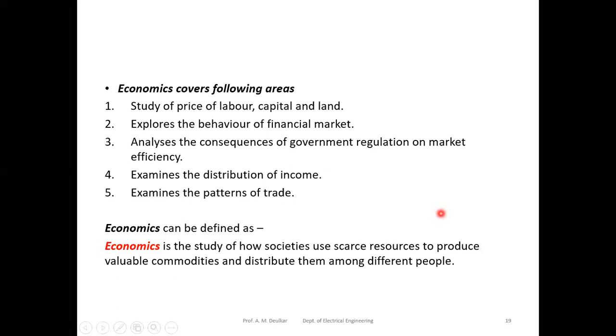Okay. So what areas does this particular economics cover? We have seen what economics is. Economics is the economic activity of purchasing different goods and services by spending money, and the different activities through which we earn the money.